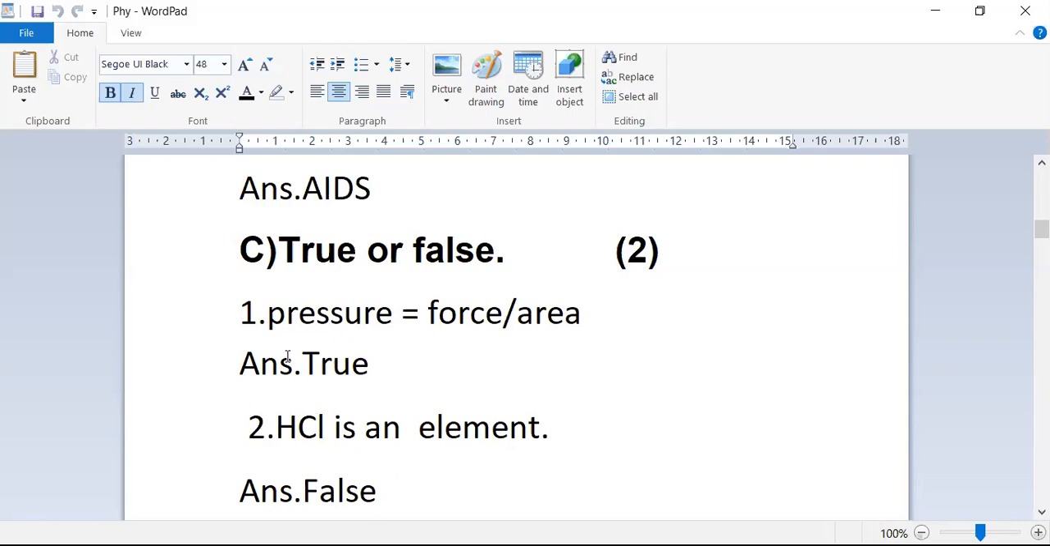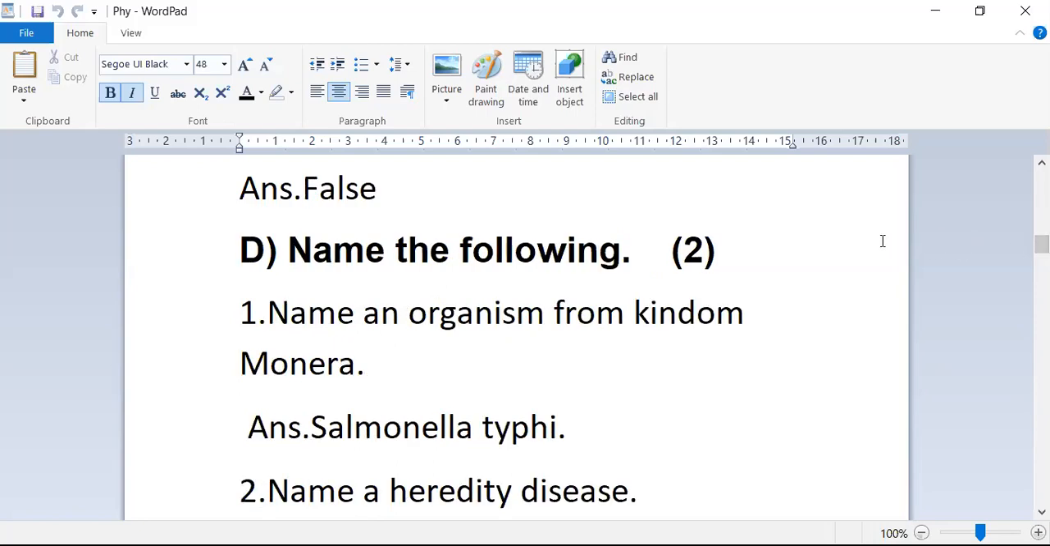Let us move ahead. Question number 1D is name the following. Here, as we did above, you have to write down the main question, the main question number, the sub question number, and the sub question, and then write the answer in 1 or 2 words. Here you are not expected to answer in a sentence. You just have to write the answer in 1 or 2 words as follows.